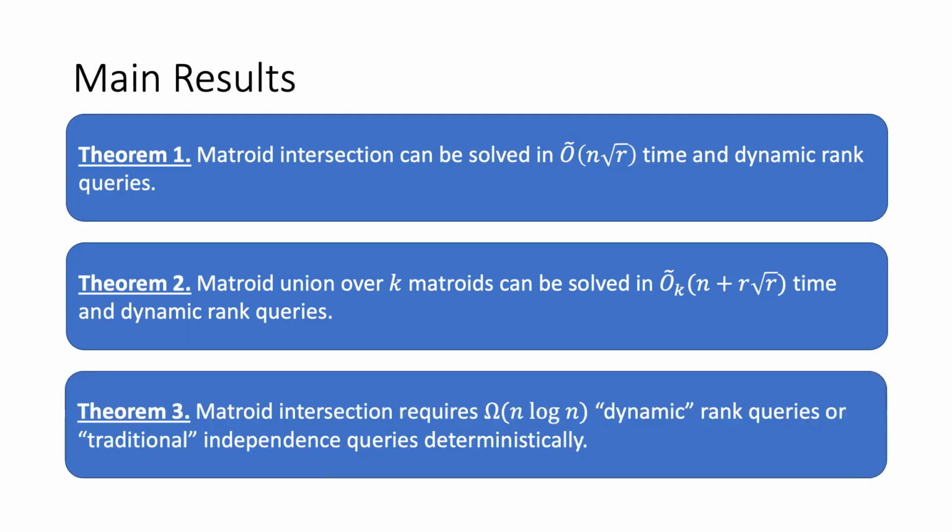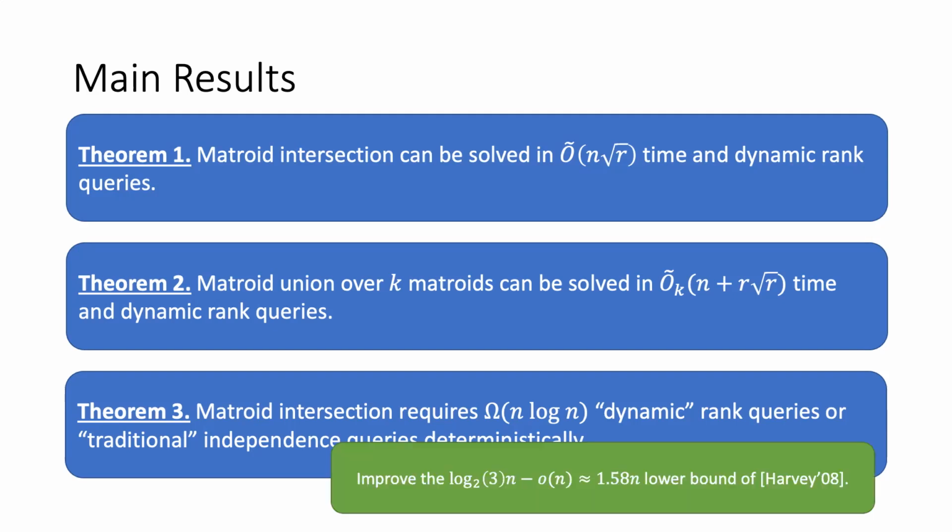And finally, we have some results from the lower bound side. We show that to solve matrix intersection, you need at least n log n queries, and these queries can either be the new dynamic rank queries that we introduced or the traditional independence queries that people have been studying. And actually, our second lower bound, the traditional independence query lower bound, answered an open question that was asked in the past. People were wondering whether we can prove some superlinear lower bound for matrix intersection. And our results show that indeed you need at least n log n queries. And this improves the 1.5n lower bound by Harvey.